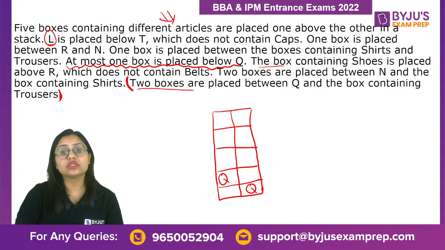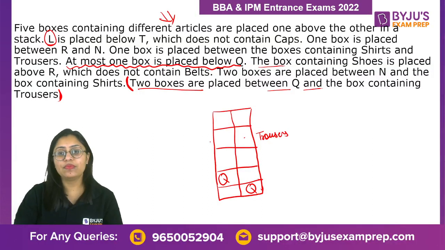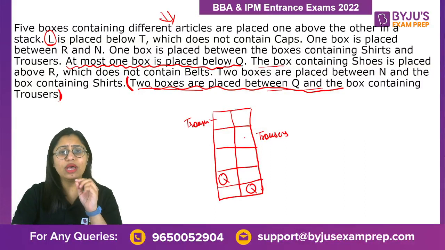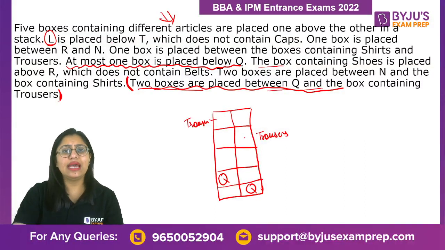There are 2 boxes placed between Q and the box containing trousers. So okay, in this case, this particular box contains trousers. In first case, this particular box contains trousers from the last statement. So I've used 2 statements and I have these 2 possibilities. Do I have anywhere trousers? Anywhere have I seen trousers?